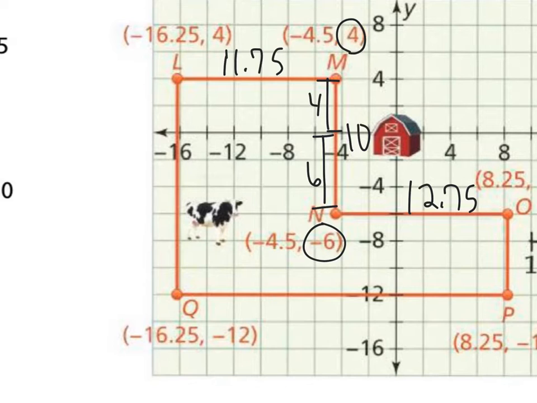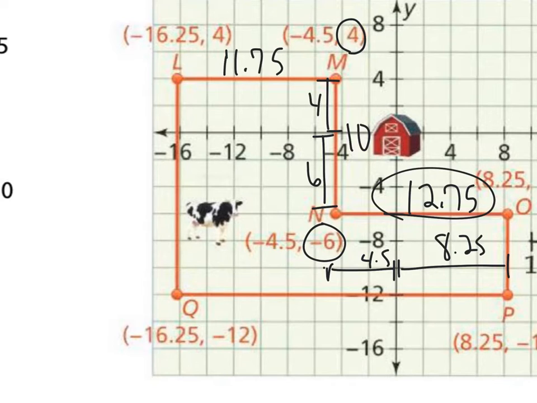And again, with that one, you can look at, from negative 4.5 to 0 is 4.5, and then from 0 to 8.25 is 8.25. So if you add 4.5 and 8.25, that's how we get that 12.75.